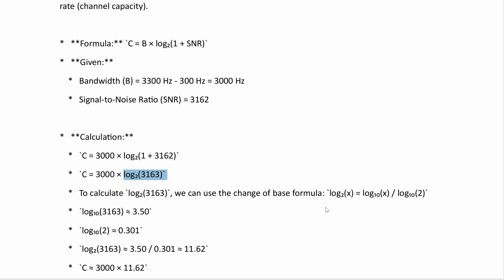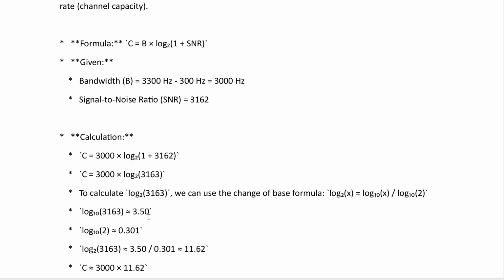This we need to determine. So the value of x is 3163. So we have to determine log 2 3163. The formula says log 2x is given by log 10x divided by log 10 2. So we substitute the value of x here, 3163.